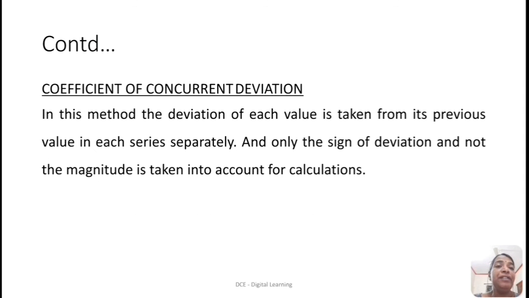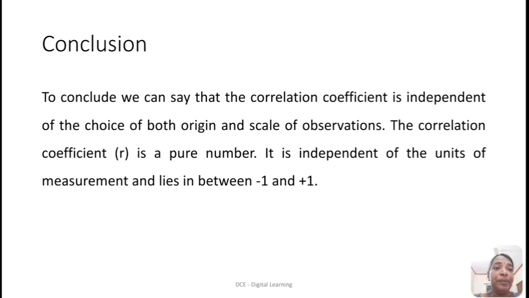Coefficient of concurrent deviation. In this method, the deviation of each value is taken from its previous value in each series separately, and only the sign of the deviation is taken into account but not the magnitude. So the sign of the deviation, that is plus or minus, will be taken into account and the formula will be used to calculate the coefficient of concurrent deviation.